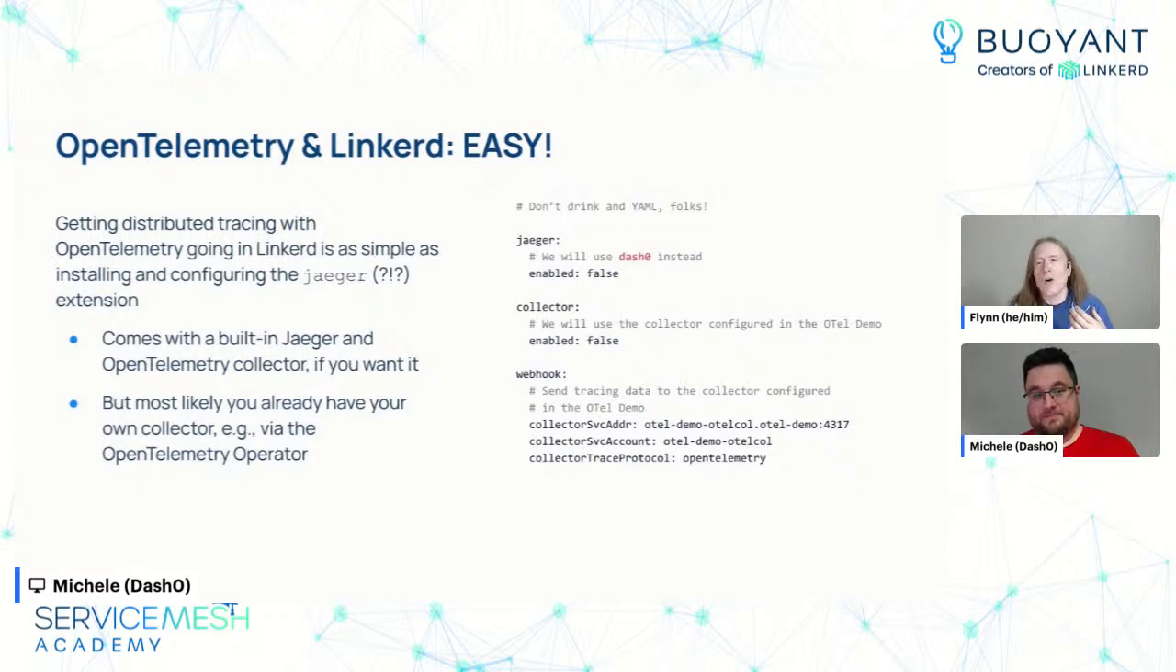So basically, the only thing we want the Jaeger extension to do is to tell the proxies, please speak OpenTelemetry, send it over to the OpenTelemetry demo's OpenTelemetry collector in the OTel demo namespace on port 4317, which is OTLP over gRPC. And we also need to tell it the service account that destination is using so that Linkerd can properly set up MTLS.